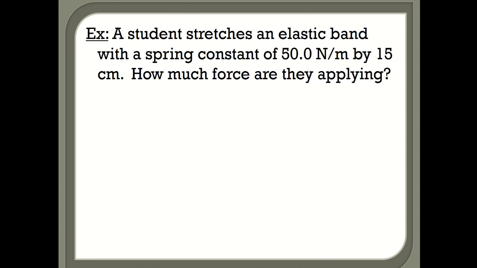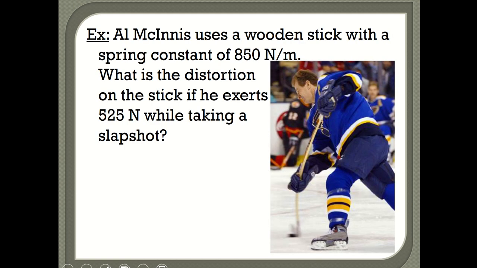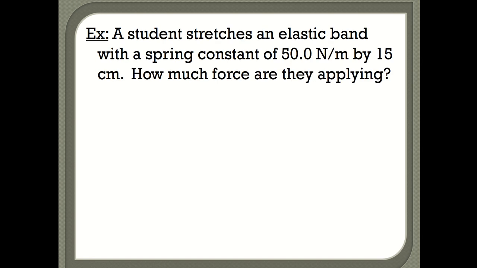So here's an example. It says a student stretches an elastic band with a spring constant of 50.0 newtons per meter by 15 centimeters. How much force are they applying? So here's what we know. We know that the constant is 50.0 newtons per meter, and delta x is 15 centimeters. So the first thing to do here is to convert our units for the delta x to meters, because we need meters, not centimeters.